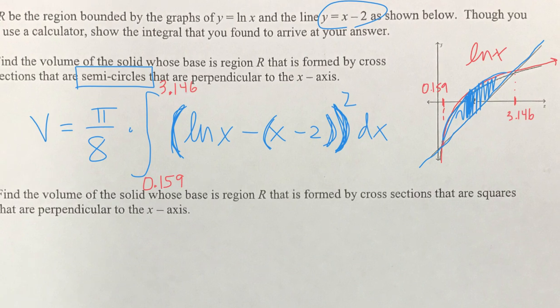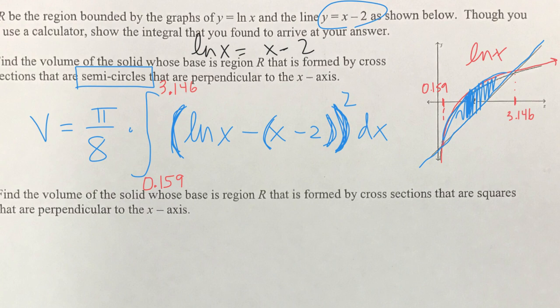Okay, so using the analyze graph function and finding the intersection, we found a left intersection of 0.159 and a right intersection of 3.146. Okay, so you have to use your calculator, or you could set these equations equal. Heaven forbid you want to actually solve where the natural log of x equals x minus 2, right? But completely possible to do that. It's easier if you use a graphing device, a calculating device.